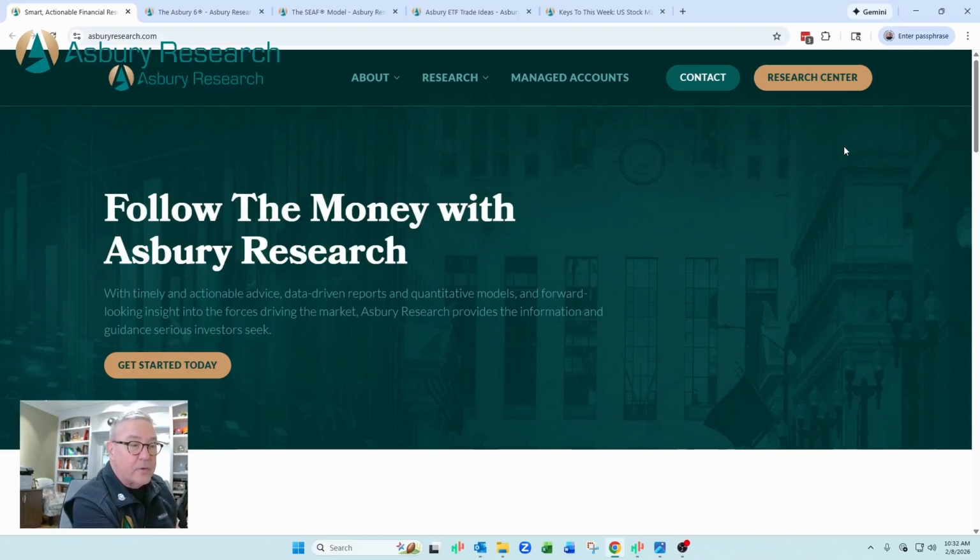Order of topics. The first thing that we like to do, for those that are new, and we've got a lot of new subscribers lately, is explain how to use the service. So we're going to walk through all the models. For those of you that aren't new, walking through the models is a very good way to get a comprehensive idea of what we think is important and what you should be paying attention to. So let's move over to the Asbury 6.